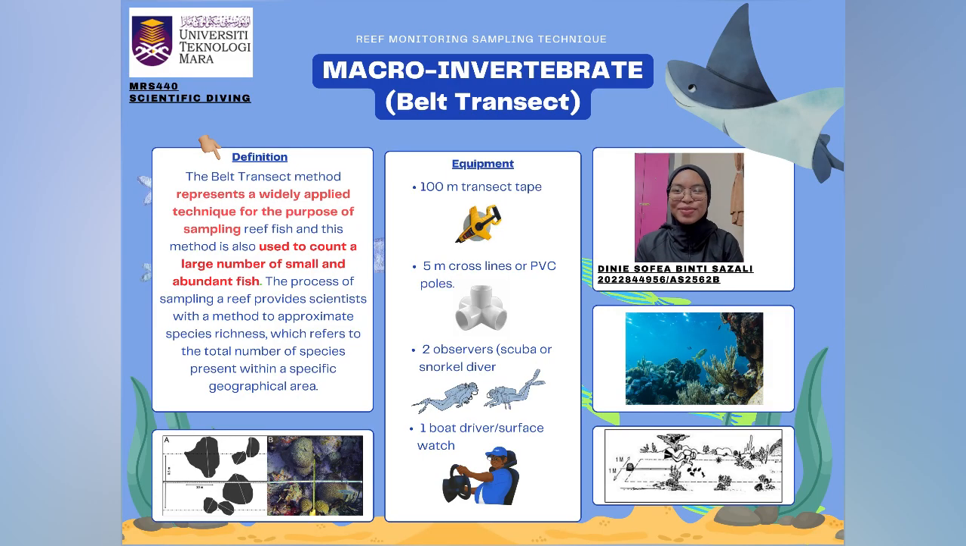The belt transect method represents a widely applied technique for the purpose of sampling reef fish, and this method is also used to count a large number of small and abundant fish. The process of sampling a reef provides scientists with a method of approximating species richness, which refers to the total number of species present within a specific geographical area. The equipment required for this method includes a 100 meters transect tape, 5 meters crossline or PVC poles, 2 observers, and 1 boat driver.